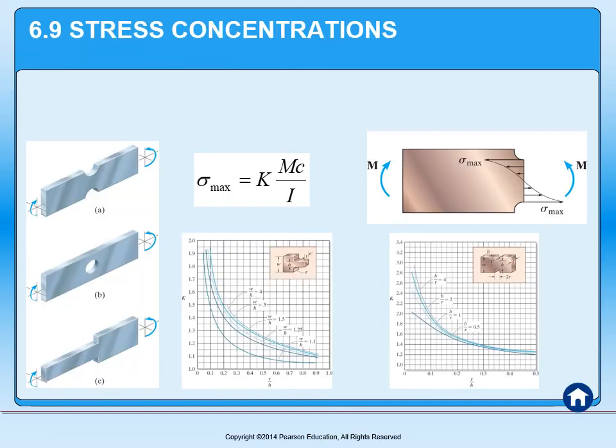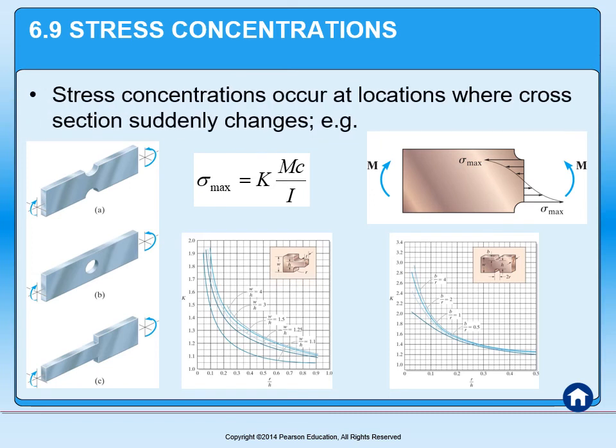Now, the last of the items we're going to cover in this chapter is on stress concentrations. We already talked about stress concentrations when it comes to tension and when it came to torsion. And the fact is, when dealing with bending, stress concentrations are also a problem. Anytime you have some sudden change in the cross section that may be caused by something like a notch, a hole, or a change in dimension, we're going to have an increase in the amount of stress.